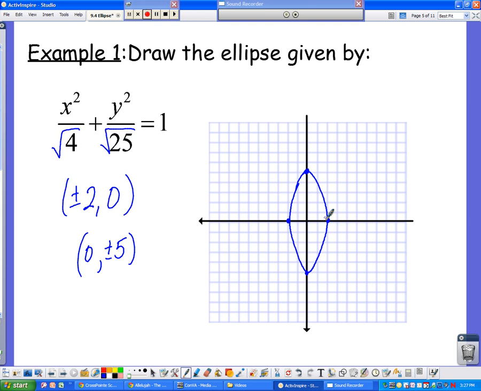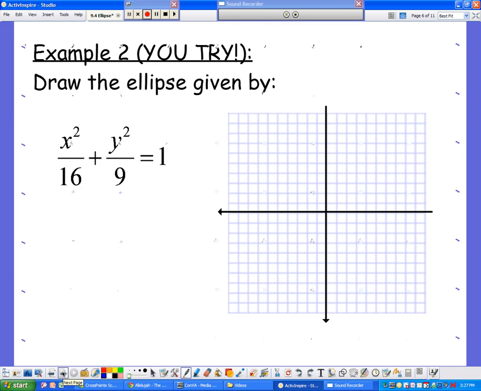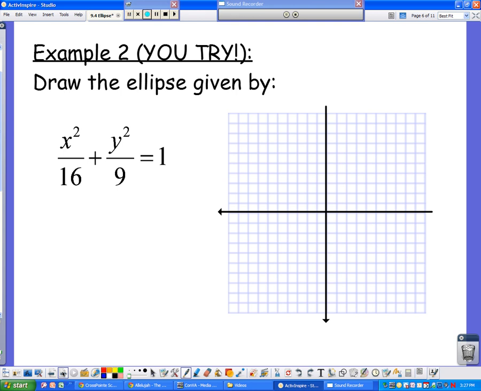So go ahead and try example number 2. We want to graph the equation x squared over 16 plus y squared over 9 equals 1. Okay, so let's go ahead and do this. Remember, we're just going to do the square root of that, which would give us 4. And since it's underneath the x, I take the square root.